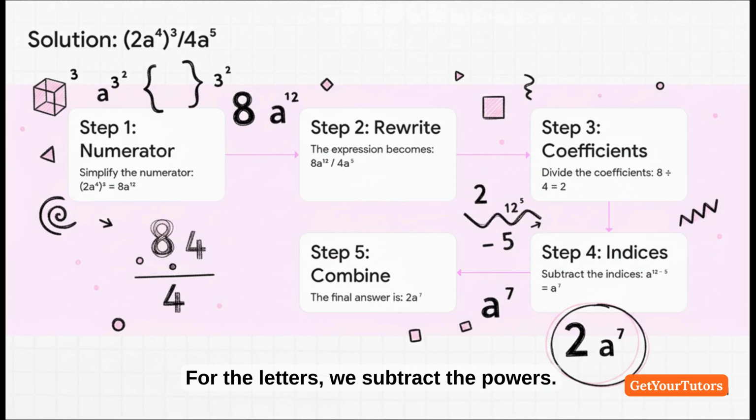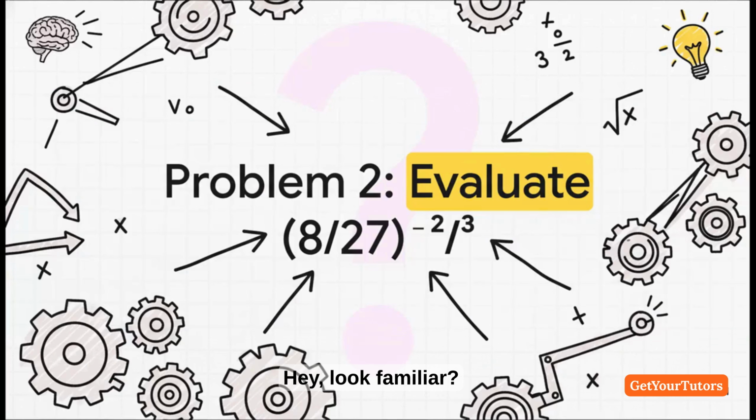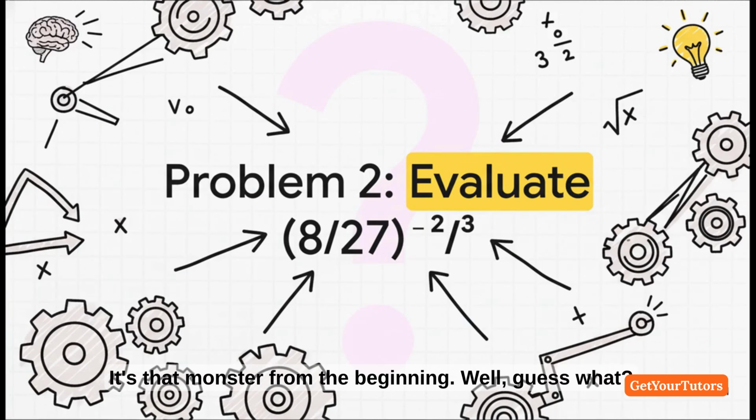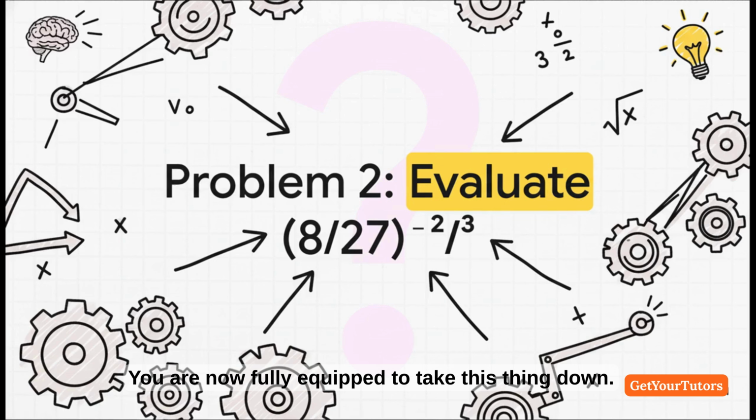For the letters, we subtract the powers. 12 minus 5 is 7. And there's our final answer, 2a to the 7. Hey, look familiar? It's that monster from the beginning. Well, guess what? You are now fully equipped to take this thing down.